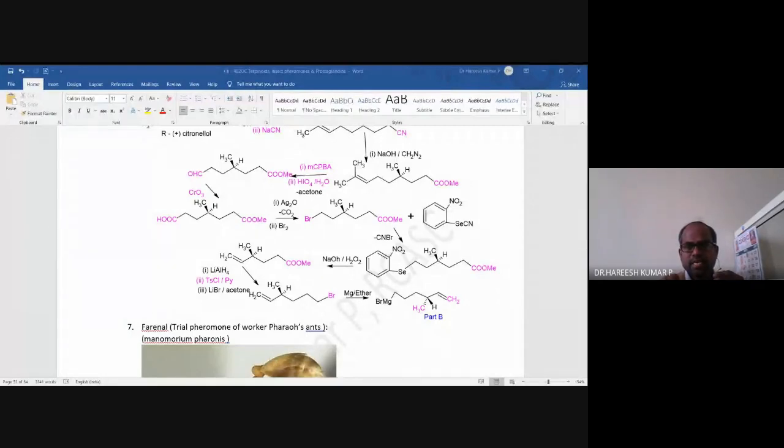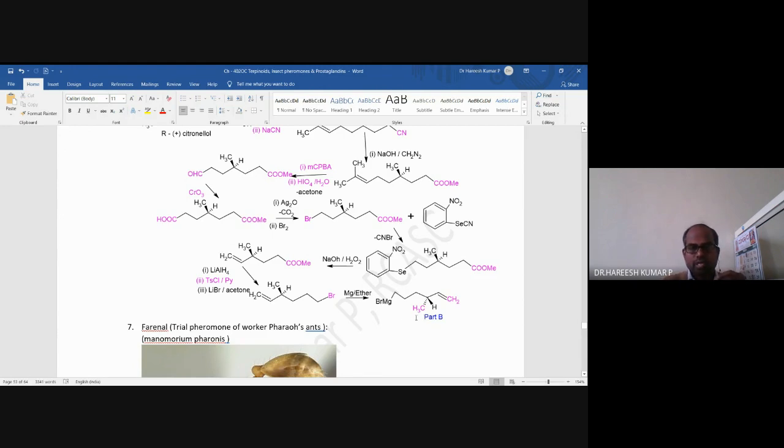Ester is converted into alcohol, from here to here. Alcohol is converted into tosylate. Tosylate is converted into bromo. Three steps are involved. So this bromo compound, when it is treated with magnesium in ether, that means conversion of alkyl halide into magnesium bromide. It's called nothing but a Grignard reagent.